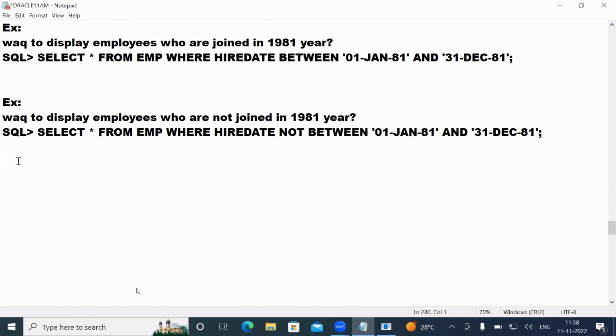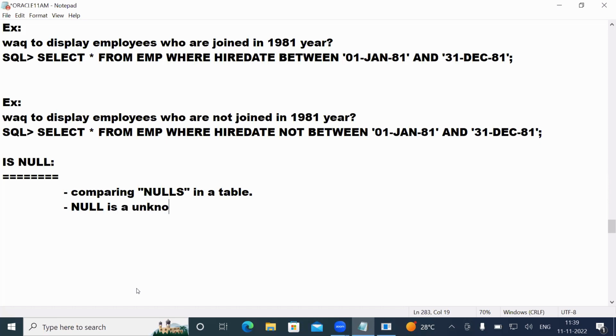And the next very important operator is IS NULL. Carefully observe. Why do we want to use it? Whenever you want to compare nulls in a table, it is compulsory to use the IS keyword for comparison. Why? Because null is an unknown value, otherwise an undefined value, or you can say empty. Null is nothing but empty. So unknown, undefined, or empty, we call it.